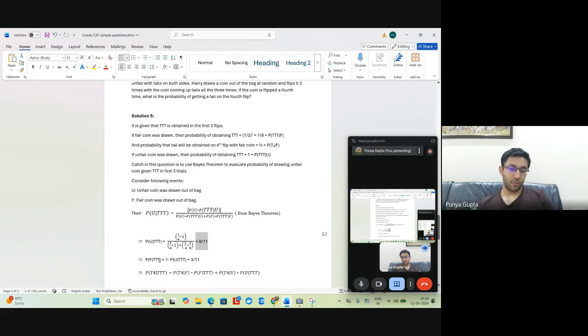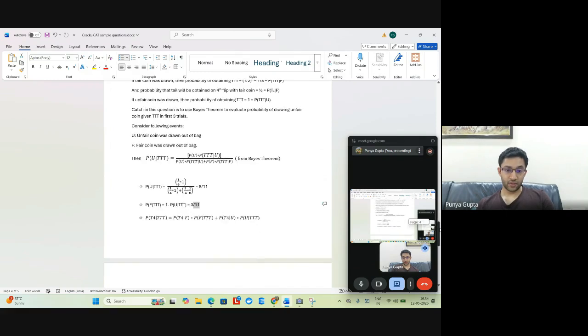And similarly, the probability of starting with a fair coin, given that we obtained tail, tail, tail, is 1 minus the probability of starting with the unfair coin. 1 minus 8 by 11 is 3 by 11. So this was the first part of the question.